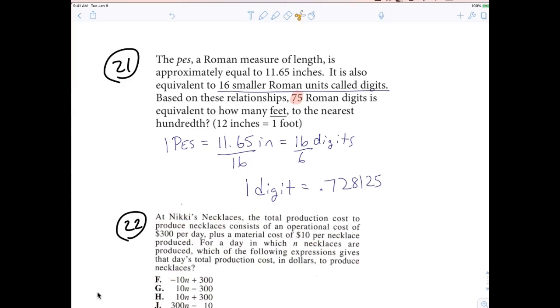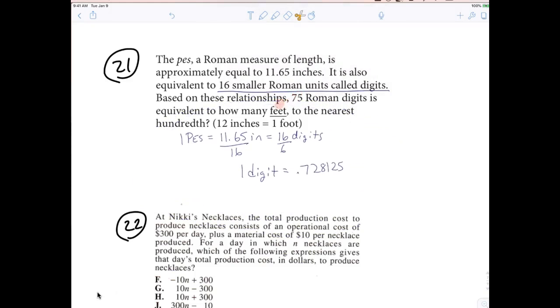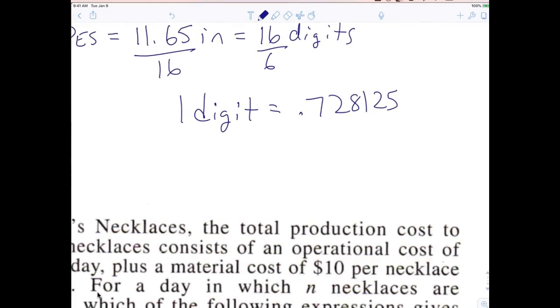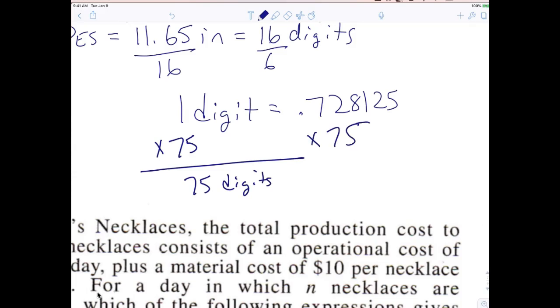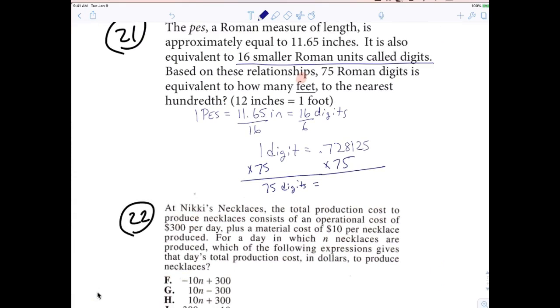So let's just look. Now, again, remember, guys, I have one digit. I need 75. So you should go times 75. That gives me 75 digits, correct? Then I multiply that by 75. And, of course, you would tell me that's equal to, go ahead. And it says round to the nearest hundredth.